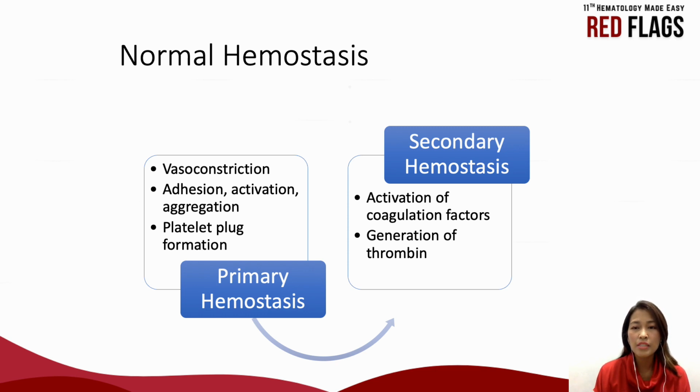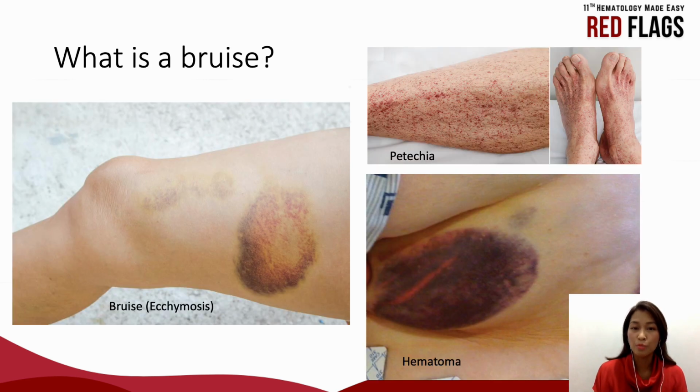In this next phase, the coagulation or clotting factors are activated, proceed to go through the coagulation cascade, with the end result being the generation of thrombin and achievement of final hemostasis. But what is a bruise? Bruises or ecchymosis are skin lesions caused by capillary bleeding. They are large lesions that are flat and usually not palpable, unlike true hematomas that are accumulations of blood in the skin or deeper tissues.